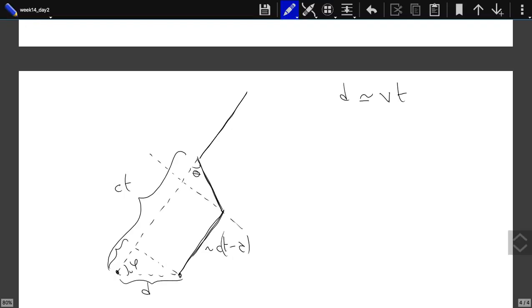D is approximately v times t. Of course, there is some acceleration, but the distance I covered during that acceleration is very small. So most of the time, I'm just carrying out motion with constant velocity. My speed is v, so this is the total distance that I covered.